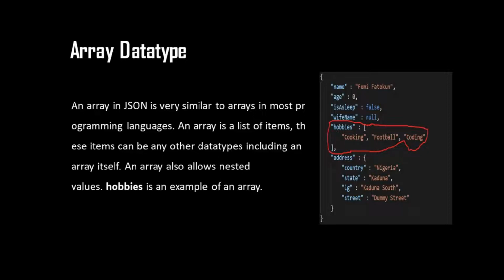The phenomenon of having an array inside an array is called nesting. So arrays actually support nested values in JSON. An example of an array in our code is hobbies. You can see it's enclosed in brackets, and we have three different strings, which are cooking, football, and coding. This list can go as long as we want. So this is a basic example of an array in JSON. In the next slide, we are going to explain further on arrays.